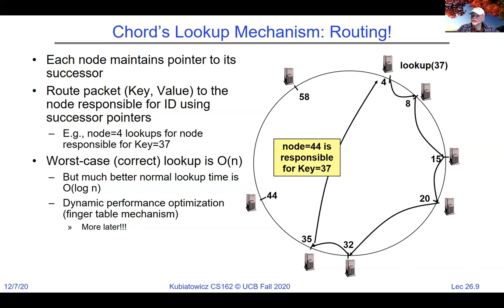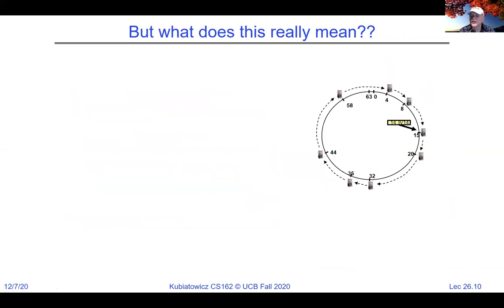Now, what I want you to see, though, is that from a correctness standpoint, as long as every node knows who its predecessor is and successor, and in this case, just its successor, then we can always find the server we're looking for, okay?